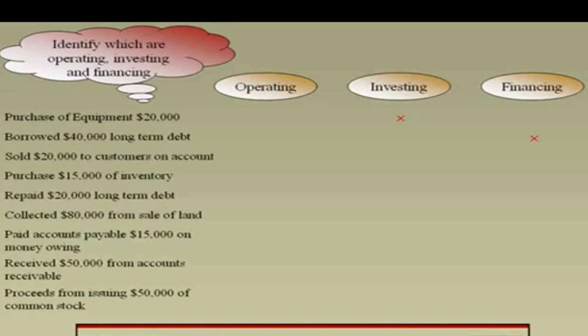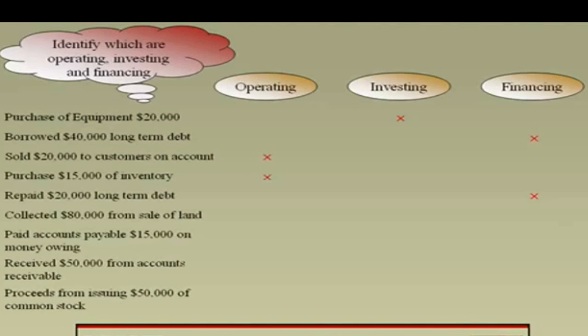Sold $20,000 to customers on account. Where would you stick that? If you said operating, you got it right. Purchase $15,000 of inventory. Where did you put that? If you did it operating, you got it right. Repaid $20,000 long-term debt. Where did you put that? If you said financing, repaying of a loan is part of financing, you got it right.